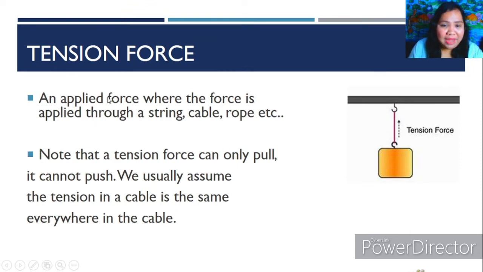This is an applied force where the force is applied through a string, cable, or rope. Like this one, there is tension force in this rope. Note that a tension force can only pull, it cannot push. We usually assume that the tension in a cable is the same anywhere in the cable.